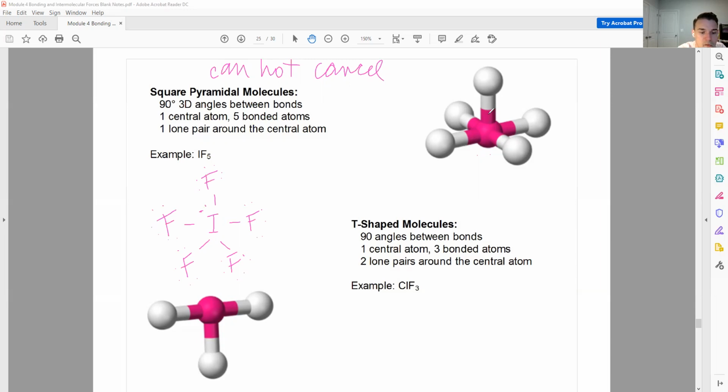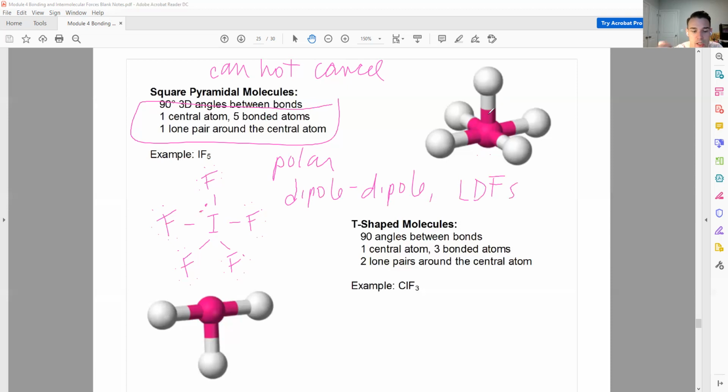So again, this thing, the way I've drawn it, does not look like this molecule the way it has in this picture. So that's why, again, we must know our parameters. 1 central, 5 bonded with 1 lone pair. This is going to be a polar molecule because it cannot cancel out its polarity. Therefore, it will have dipole-dipole interactions and London dispersion forces. Again, it doesn't have hydrogen bonding because there are no hydrogens in it.